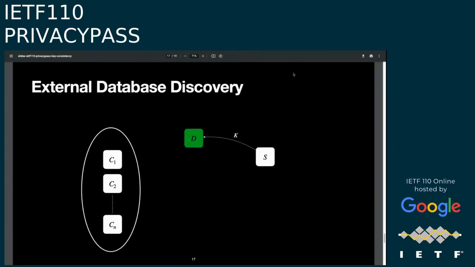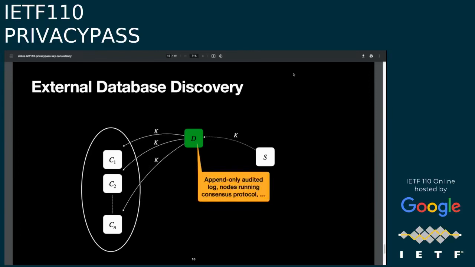Right. So if you don't have a trusted entity or a set of proxies through which you can connect to the server, perhaps another model is one in which the server publishes the key to a bulletin board or to a database in this particular case. Next slide.